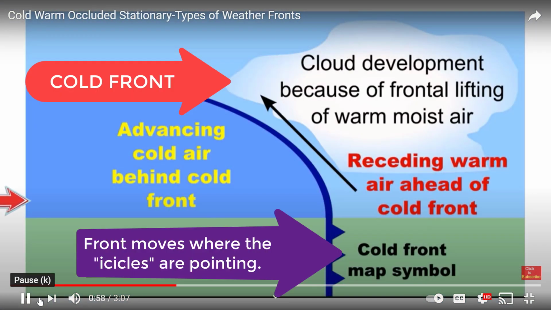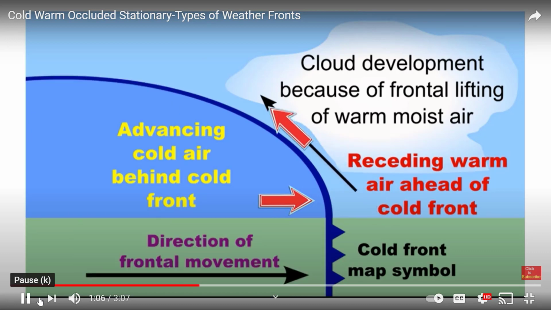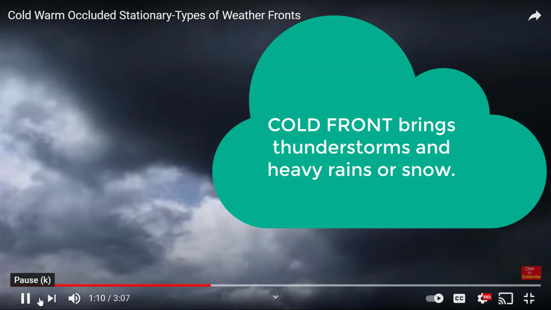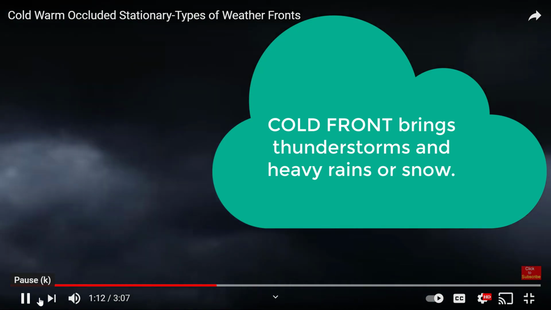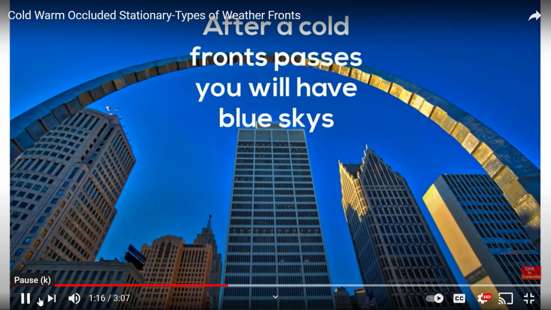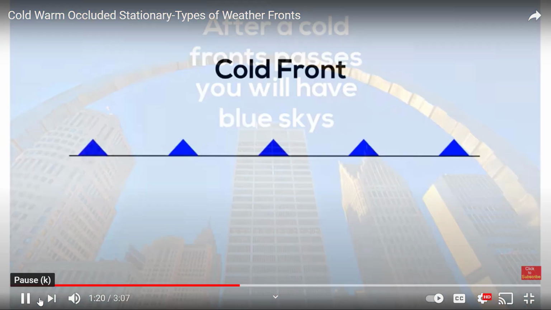Cold front. A cold front forms where cold air moves under warm air, which is less dense, and pushes the warm air up. Cold fronts can move quickly and bring thunderstorms, heavy rain, or snow. Cooler weather usually follows a cold front because the air mass behind the cold front is cooler and drier. And here's the symbol for a cold front.